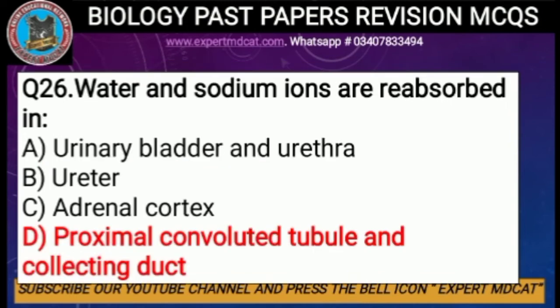Question number 26 is, water and sodium ions are reabsorbed in: urinary bladder and urethra, ureter, adrenal cortex, proximal convoluted tubule, or collecting duct. 80% of water and sodium are absorbed in the proximal convoluted tubule and collecting duct. So the correct option is D, that is proximal convoluted tubule and collecting duct, where about 80% of water and sodium ions are reabsorbed.